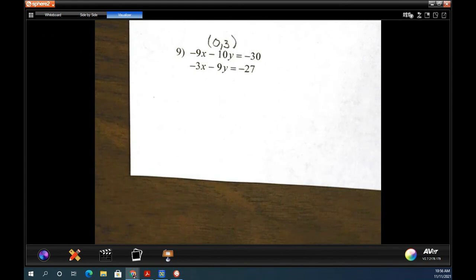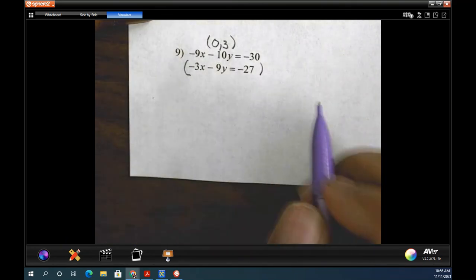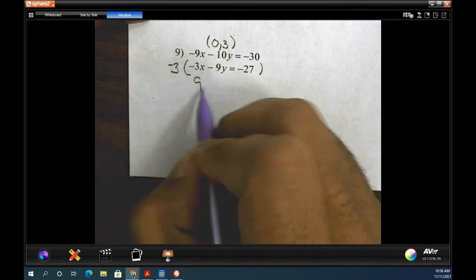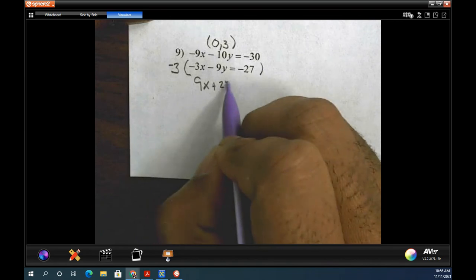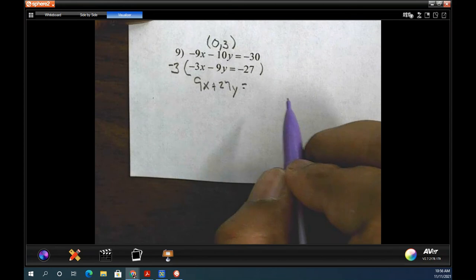Okay. Let's take a look at this. I would have gotten rid of x by multiplying everything by -3. So that gives me 9x plus 27y is equal to 81.